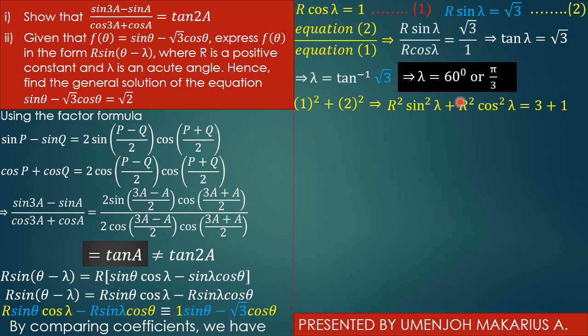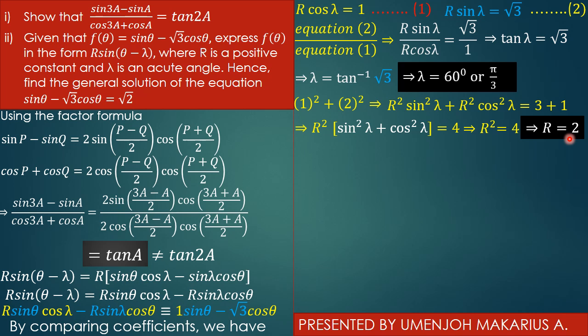Good. Then friends, if we factor out r squared, since it is common on the left hand side, we are going to have r squared times sine squared lambda plus cos squared lambda, equal to 3 plus 1, which is 4. But what do we notice? Sine squared lambda plus cos squared lambda gives us 1. This is a famous result that we all know in trigonometry. Then 1 times r squared simply gives us r squared, so r squared is equal to 4. Taking the square root, we have r equal to 2.